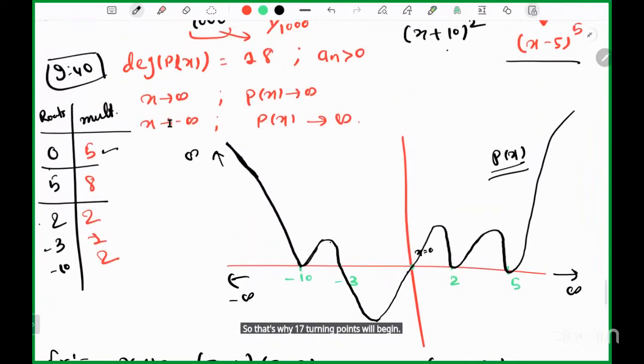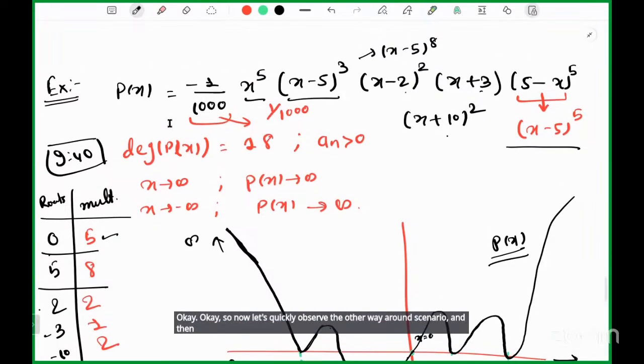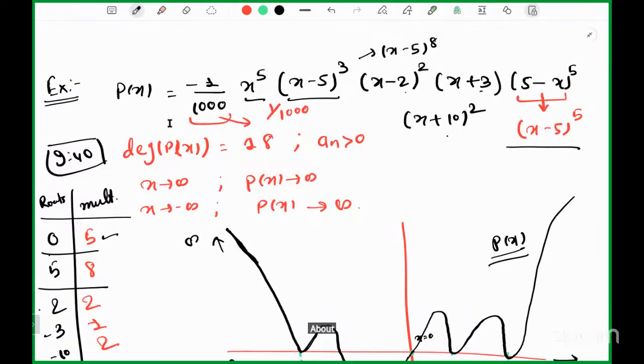Okay, so now let's quickly observe the other way around scenario and then we can wind up our session. I hope so far it's clear. Any doubt about any point or any topic? No. Okay.